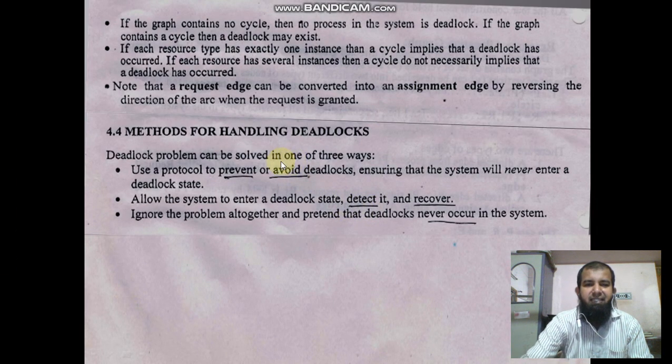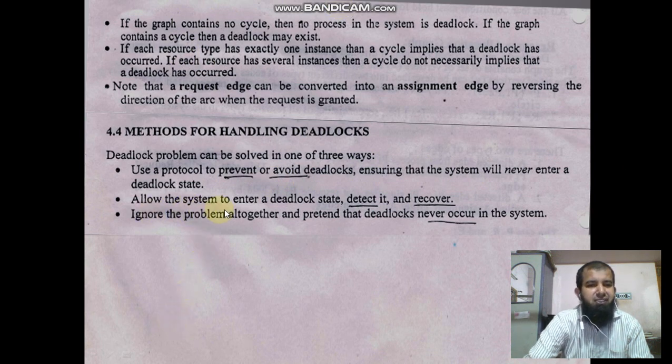Next, methods of handling deadlock. The deadlock problem can be solved in one of three ways. First, use a protocol, which is a set of rules, to prevent or avoid deadlocks, ensuring that the system will never enter a deadlock state.